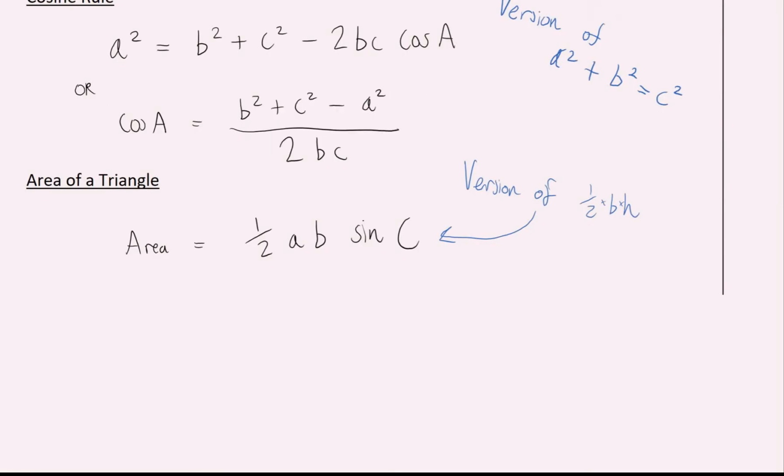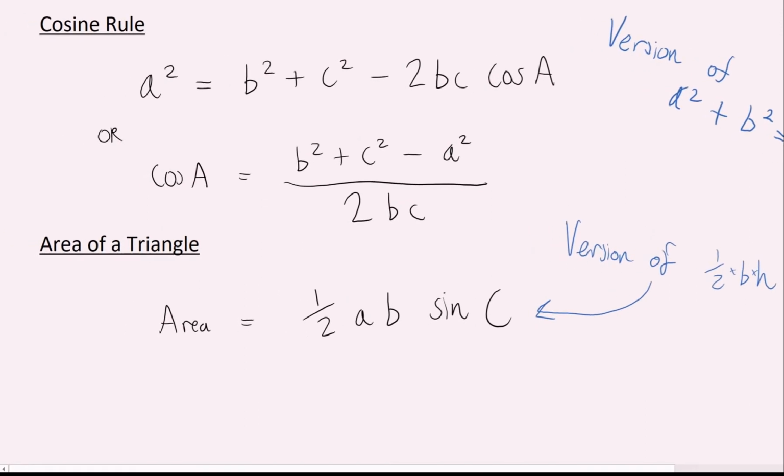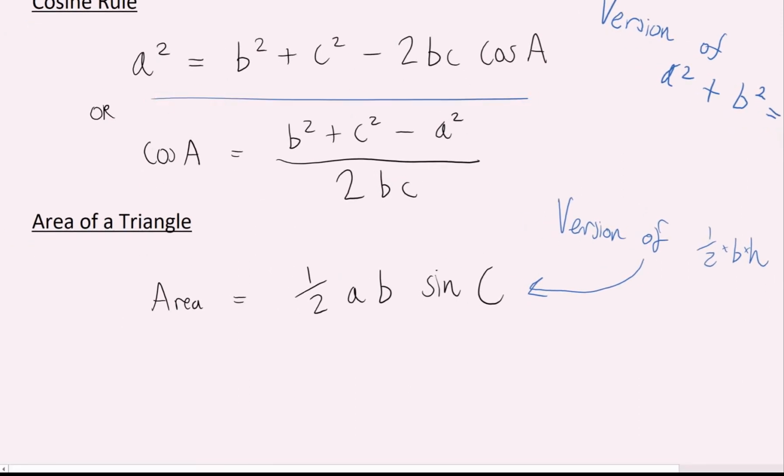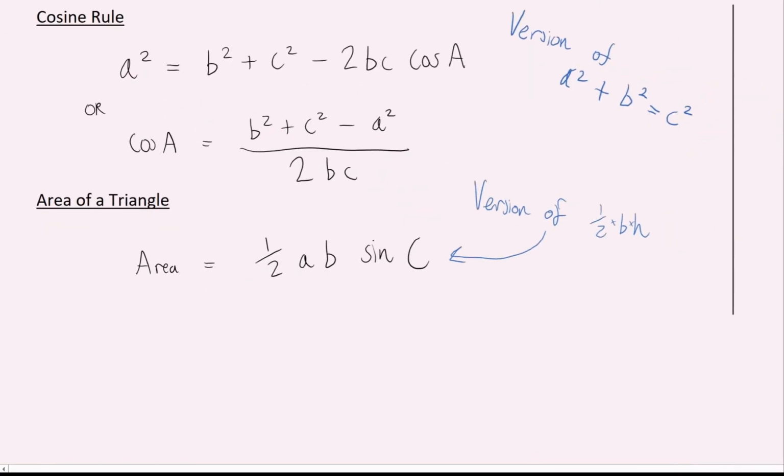So we have the cosine rule here, and that is this formula: a squared is b squared plus c squared minus 2bc cos A. And that's basically a version of Pythagoras' theorem, where you've got a squared plus b squared equals c squared. We can also rearrange into this form, and basically use the top form to work out lengths, and the bottom form to work out angles.